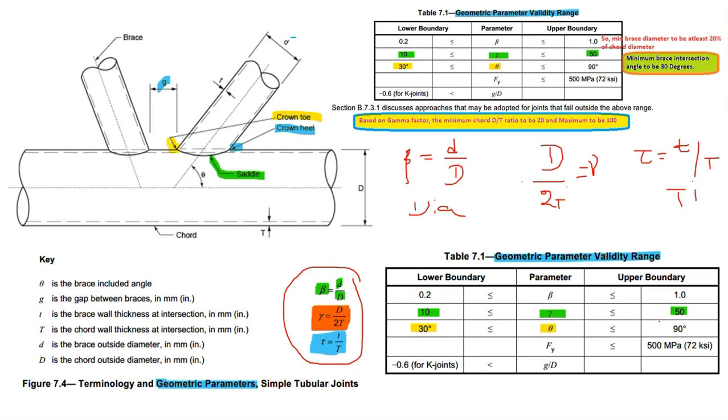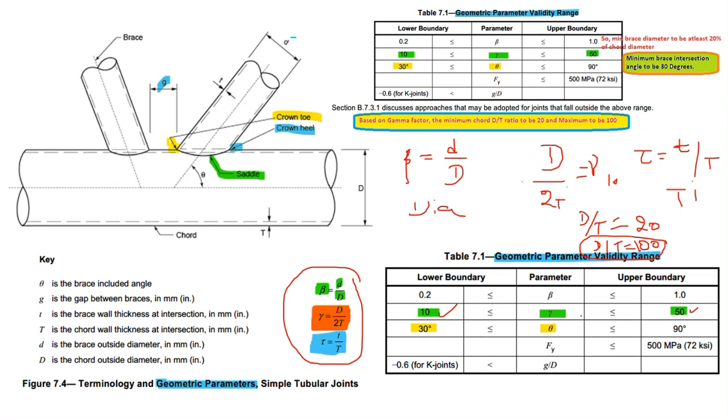Here they have a limitation also. The gamma should be within 10 to 50. It means if the minimum gamma is 10, D by T will become 20, right? 2 into 10, 20 it will come. Gamma of 50 means it will become 100. Maximum is 100 D by T. But 100 is with respect to this geometric parameter validity range only. Last time we have seen if D by T goes more than 60, then we need to consider local buckling and all. Do you remember that? But this joint parameter will be within this range.